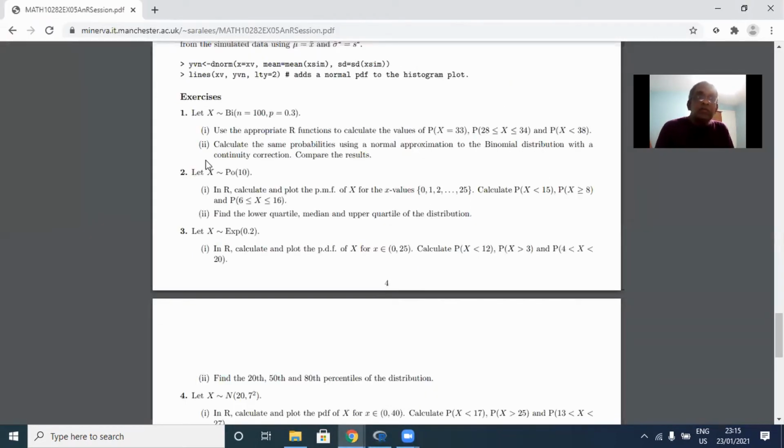Let's go back. The second part is to use a normal approximation, which we did not cover in the course, so I will skip that. Let's go to exercise 2. Here we have a variable x that has the Poisson distribution with parameter 10. The first thing we want to do is to calculate the PMF of x at these points and plot them. Let's see how we can do that.